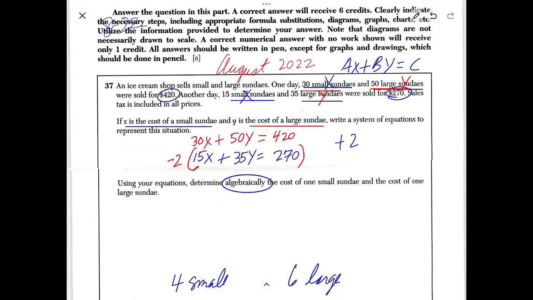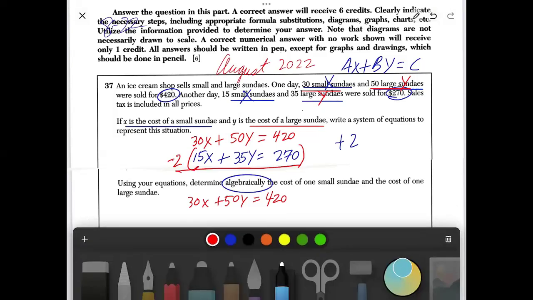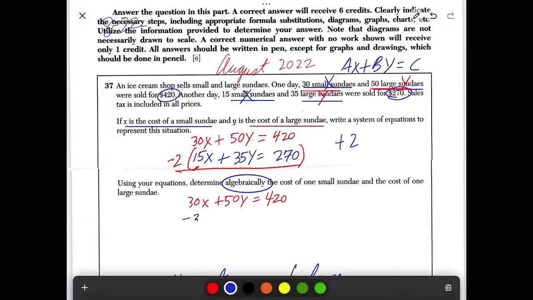So I'm going to rewrite the first one. It's going to be 30x plus 50y equals 420. And then I'm going to write the second one, multiplying it by a negative 2. So this is going to be a negative 30x minus, this is going to be 75y, or I'm sorry, not 75. It's going to be 70y equals, and what is that? Going to be 540. So it's going to be a negative 540. Okay. So all I did was multiply everything in here by 2, the entire equation.